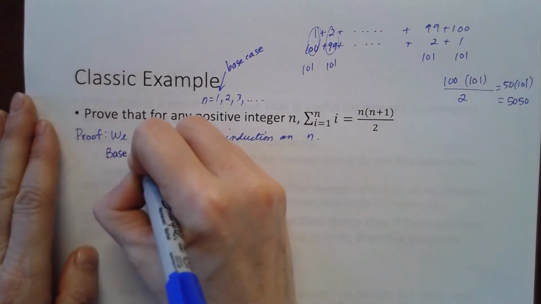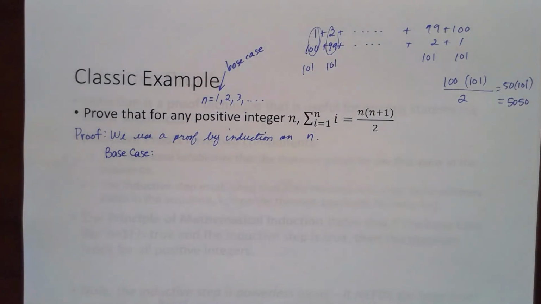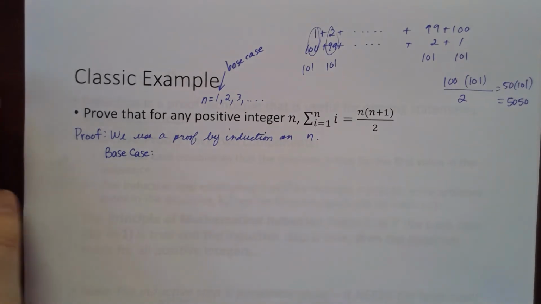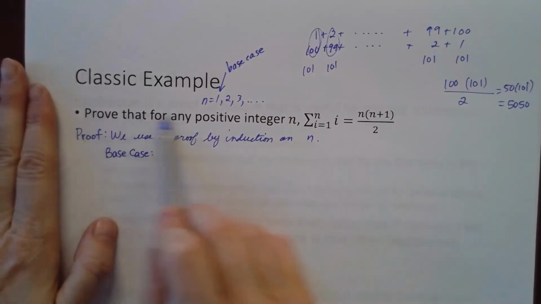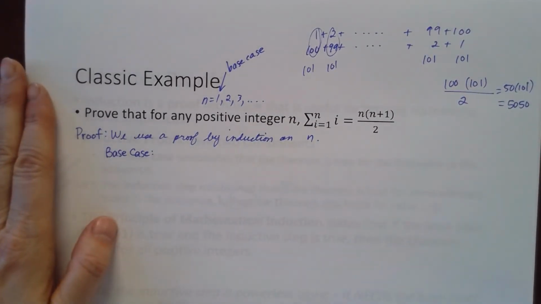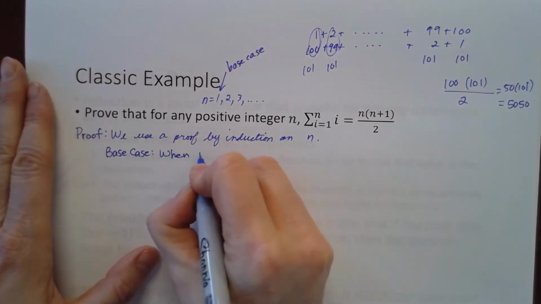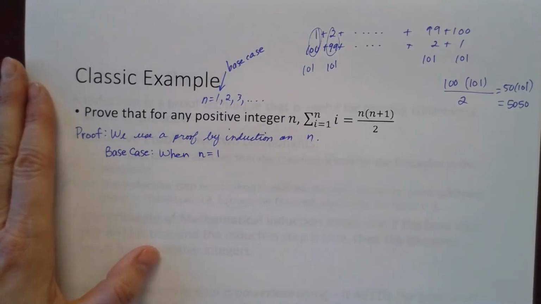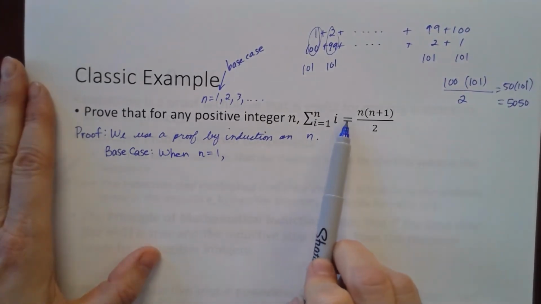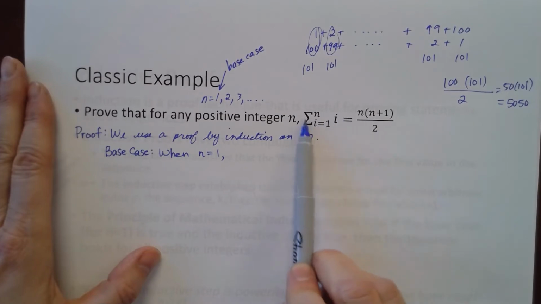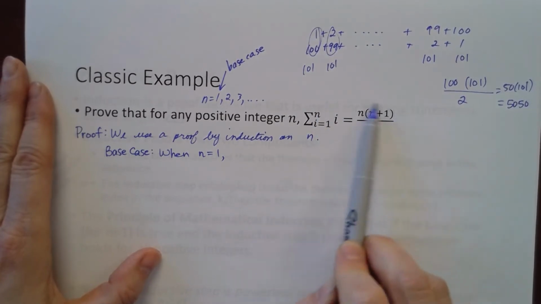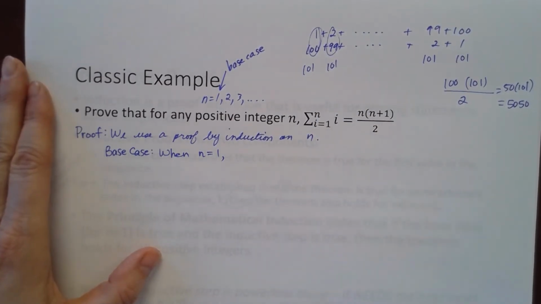I'll go ahead and label it. If you want to write these out in paragraphs, you can, but I like to label base case and inductive step so you can see how the flow is going. For the base case, it has to hold for any positive integer, so we start at the first positive integer, which is 1. When n equals 1, we look at both sides of the equality and see if they are indeed equal.